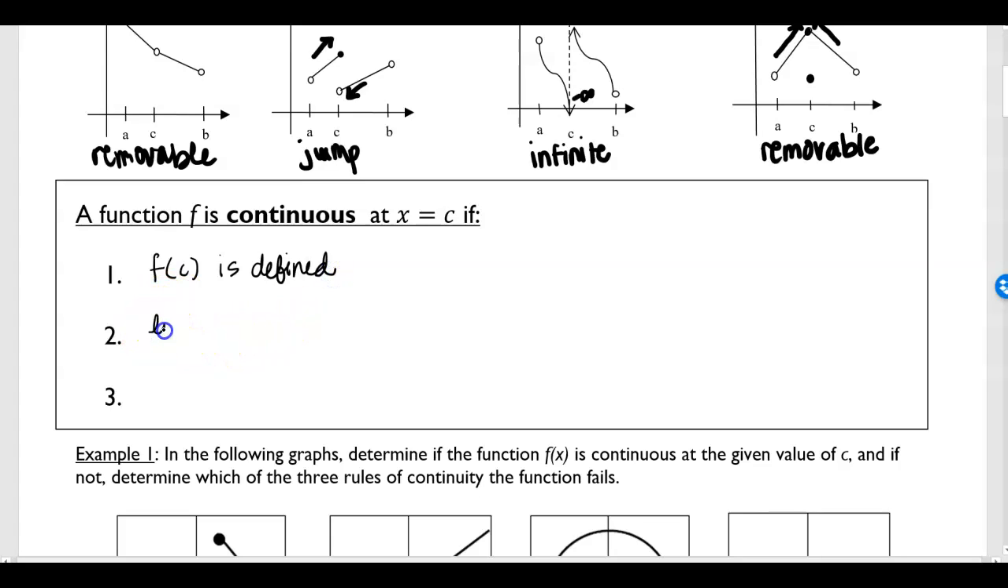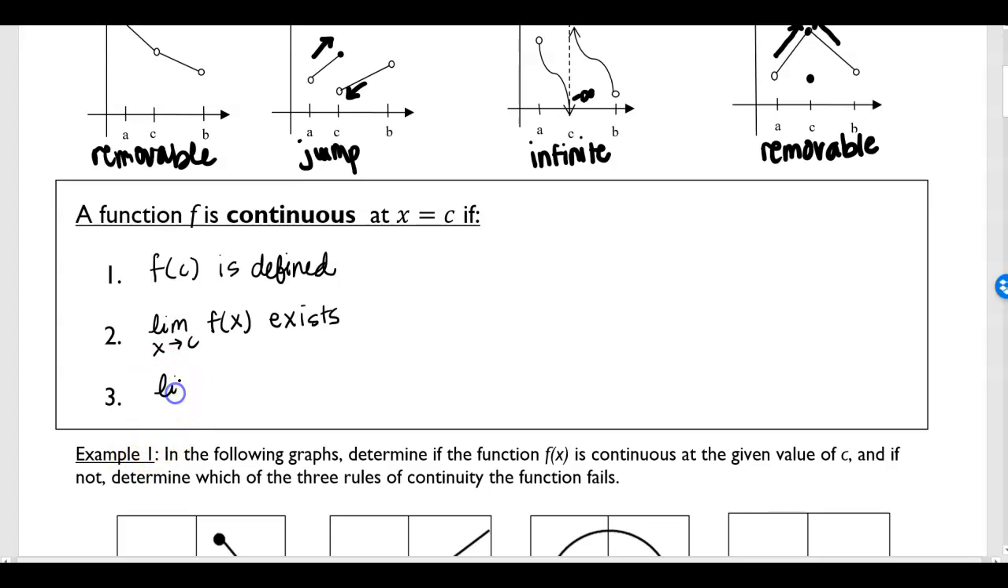Number 2, the limit as x approaches c of f of x exists. Notice that by saying that, that means that the left and right limits exist as well, and they match up. And the third thing is that number 1 and number 2 have to match.